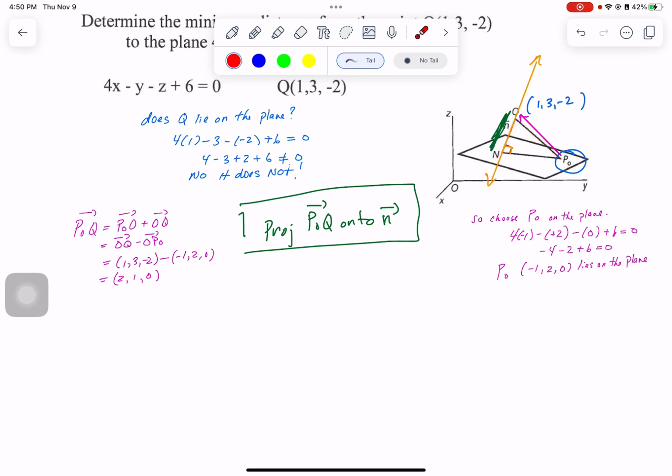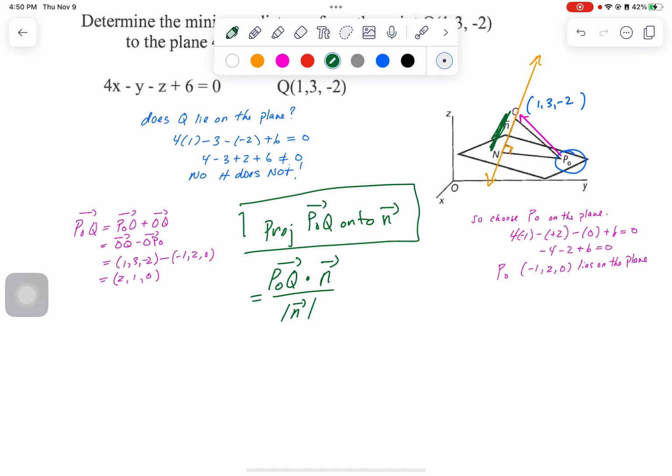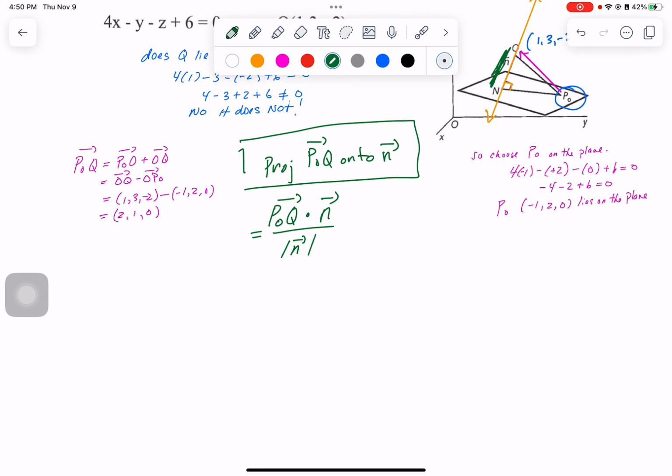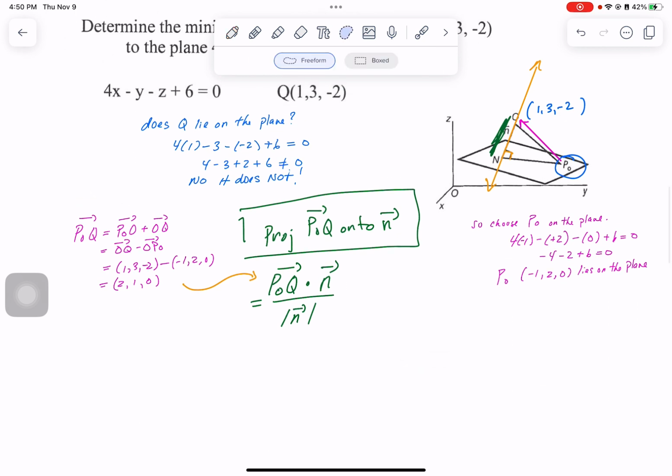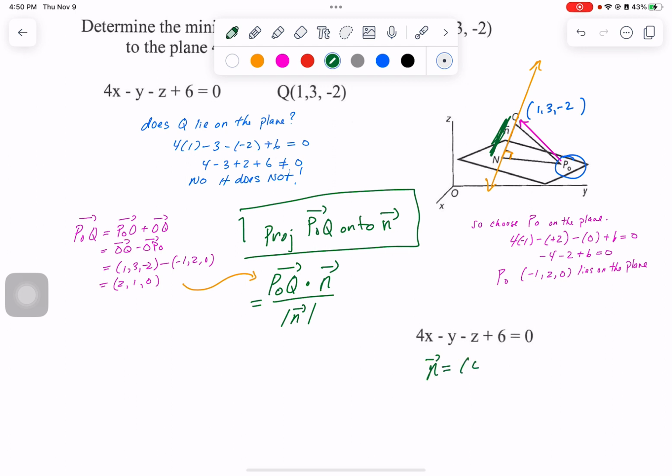All right, so how do we do projection? How do you do the projection of P naught Q onto N? Well, it's P naught Q dot N over the magnitude of N. And we worked that out in an earlier unit. So what have we got here? What's the normal? Well, that's not hard. Go grab yourself the plane, and you're going to come up with the normal to the plane. And the normal to the plane is given by 4, -1, -1. So I'm going to throw it up in there.